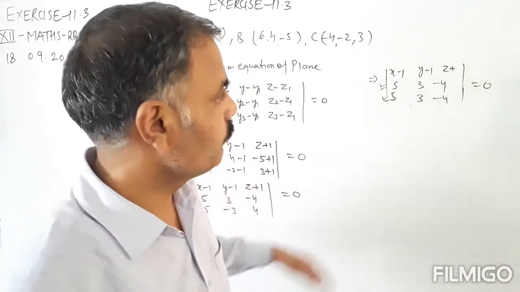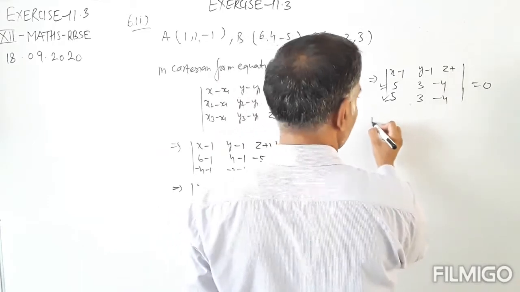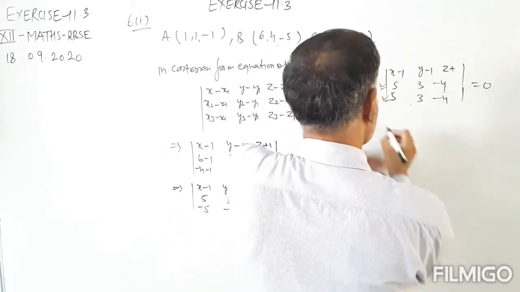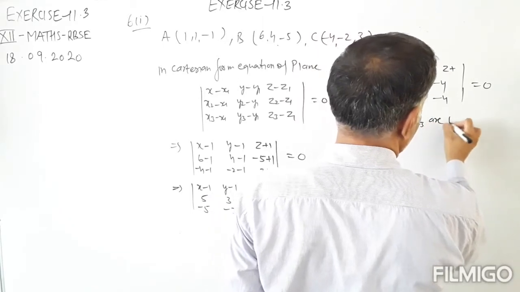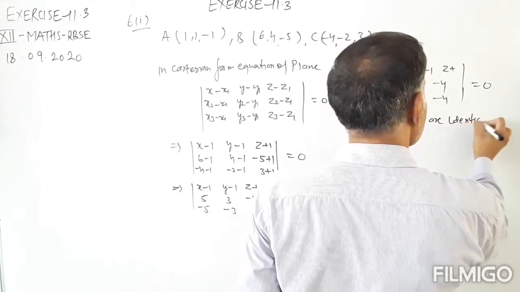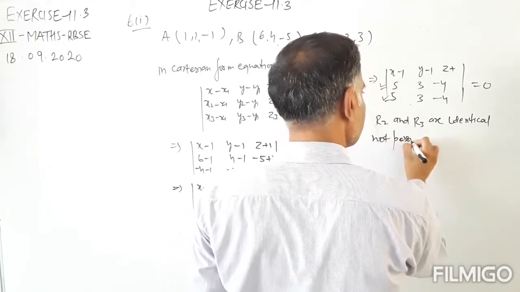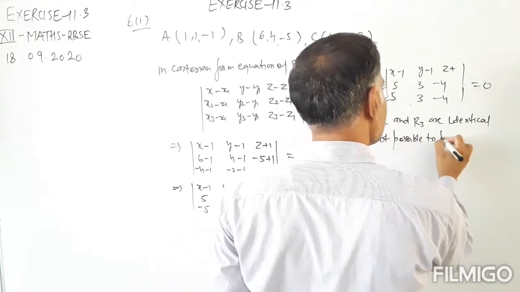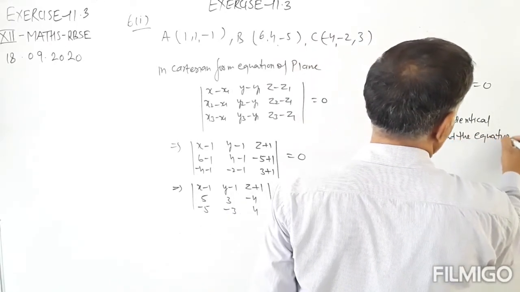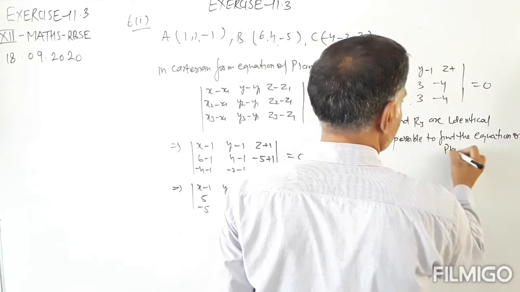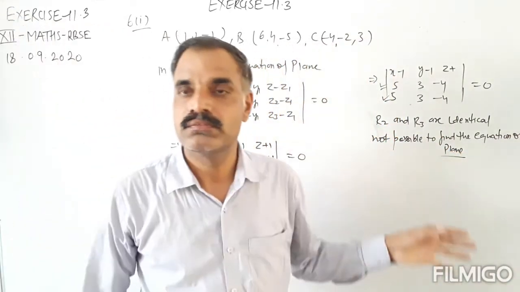That is why we cannot solve this further. Okay, means not possible. Here row second and row third are identical. So it is not possible to find the equation of plane. Okay, so it's not possible to find the equation of plane.